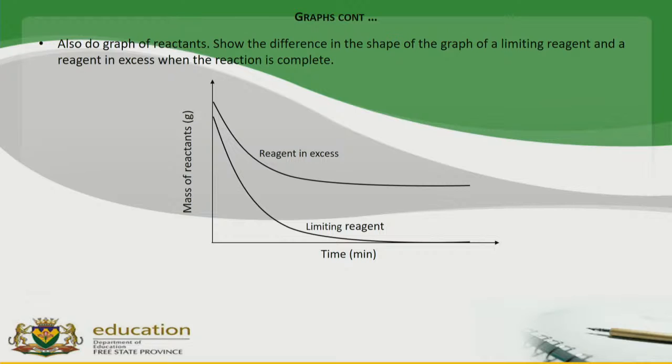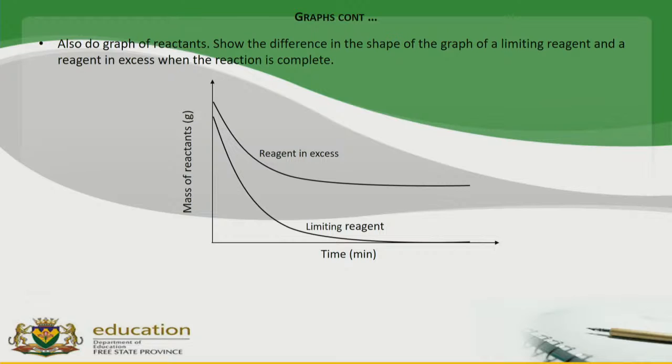And then there might be another reactant where there is more than enough for it to react. So not all of it will react. Some of it will remain unreacted. So that reactant that remains unreacted after one of them has been completely used, we call it a reagent in excess or a reactant in excess. It means not all of it will react.